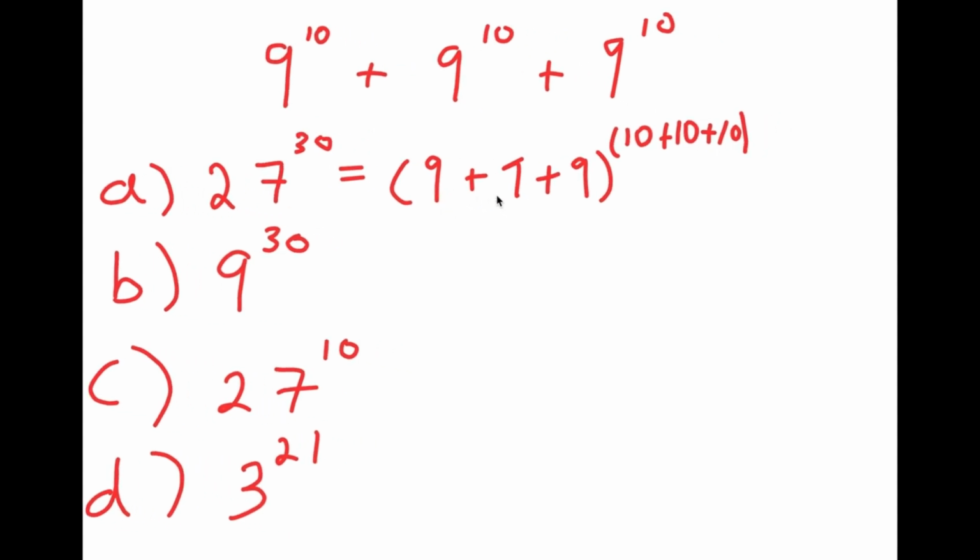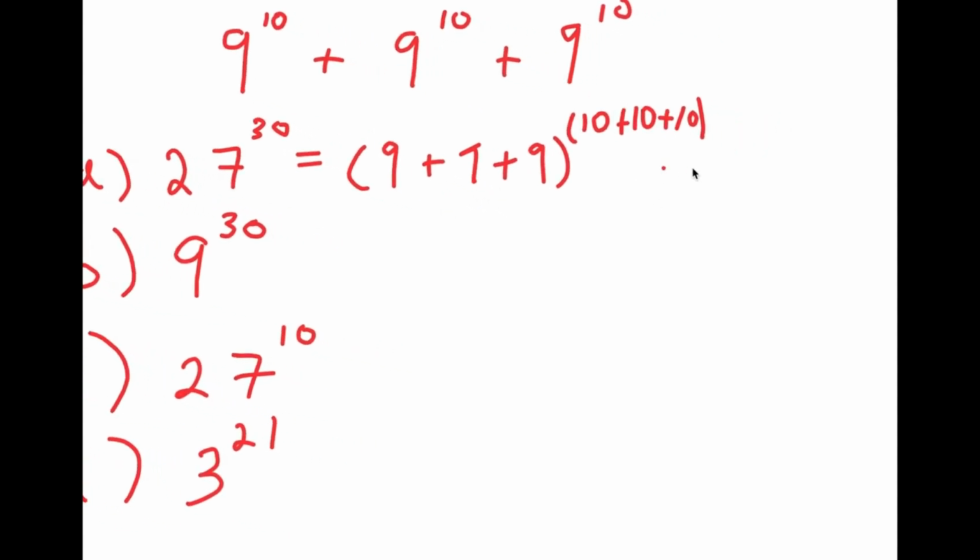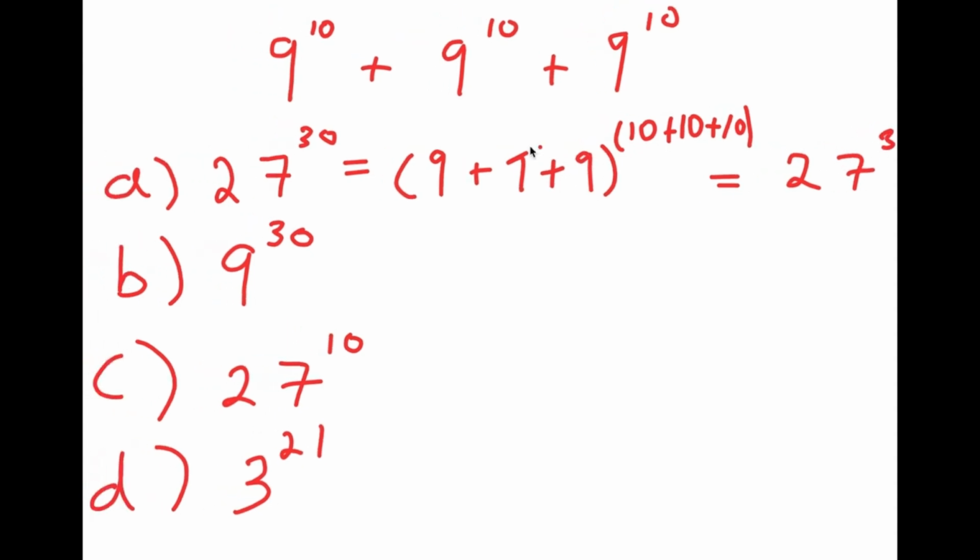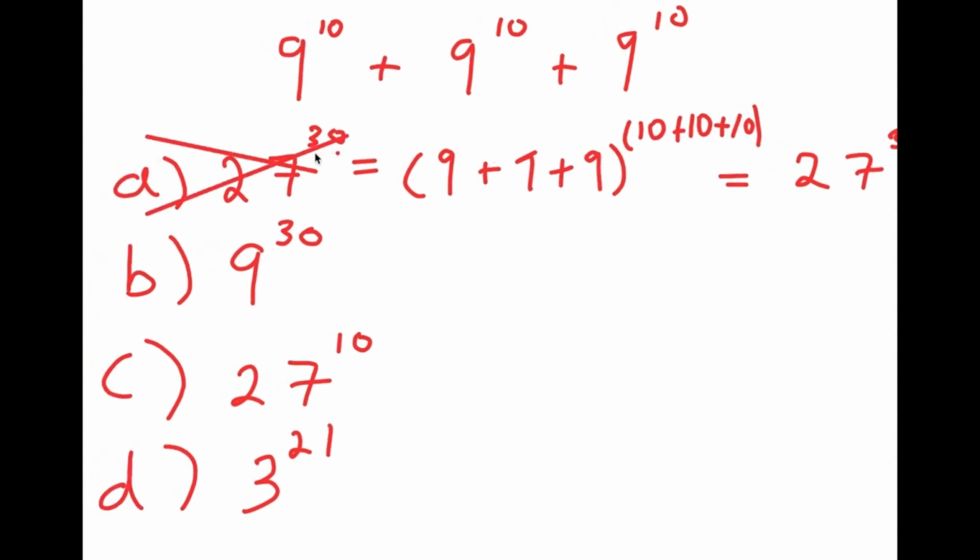So we have 9 plus 9 plus 9 to the power of 10 plus 10 plus 10, which is equal to 27 to the power of 30. And this is actually wrong because this is not the proper way to add exponents. So now going from here, this was likely gotten, 9 to the power of 30, by keeping the base the same and then adding the exponents. And this again is wrong because this is not the right way to add exponents.